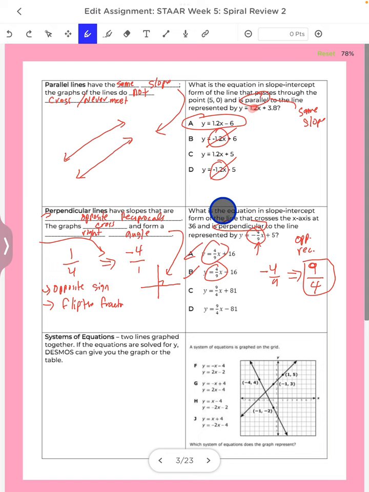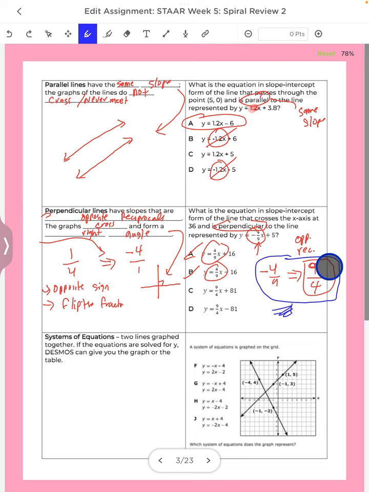Okay, so let's look at this problem. It says, what is the equation in slope-intercept form of a line that crosses the x-axis at 36 and is perpendicular to this line? Okay, so perpendicular means not the same slope, but opposite reciprocal. So negative 4 over 9 is not the correct answer, right? It needs to be something with opposite, so it needs to be positive, but it needs to be flipped, right? So it's a negative 4 over 9, right? It needs to be positive 9 over 4. So that has to be one of our right answers. So that's not right, and then that's not right.